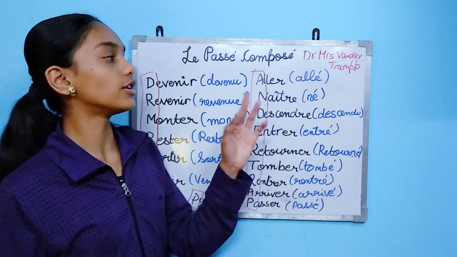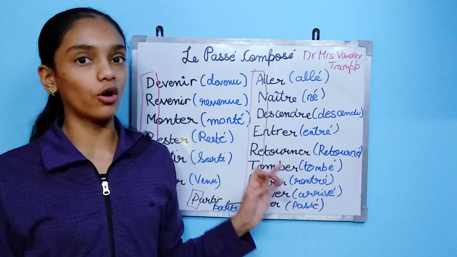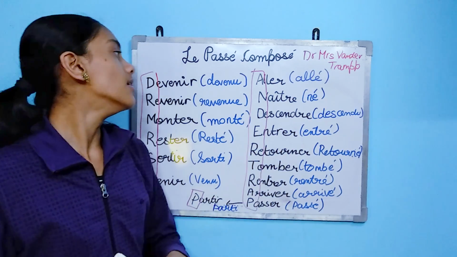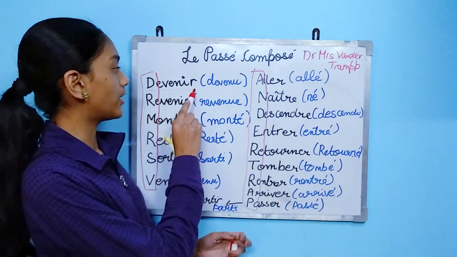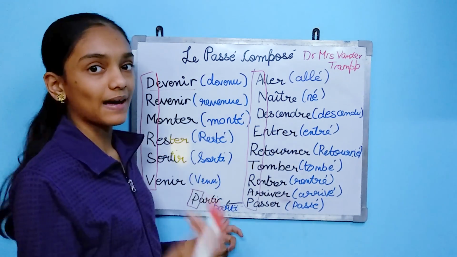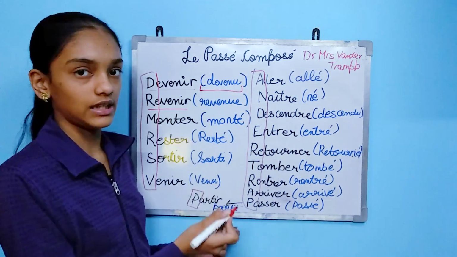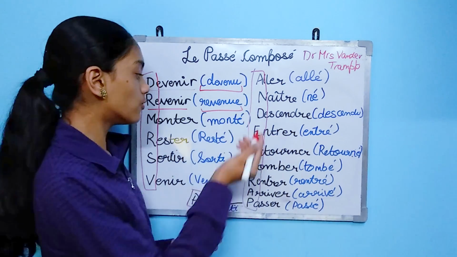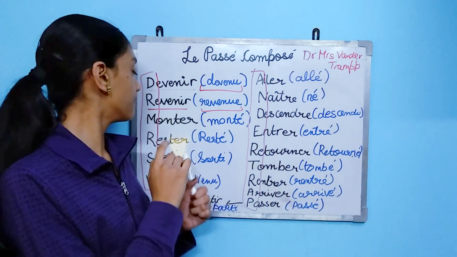It's not necessary that you need to learn them in order. It's just a way I have given you to remember all of these without missing anyone. So let's start with all the words. D for devenir, and its past participle is devenu. R for revenir, which becomes revenu. Monter becomes monté with an accent on E.